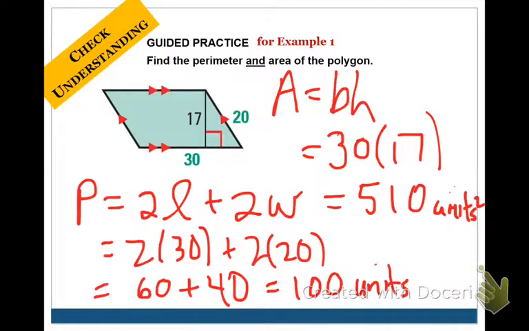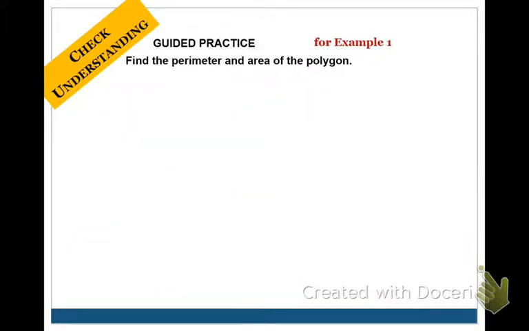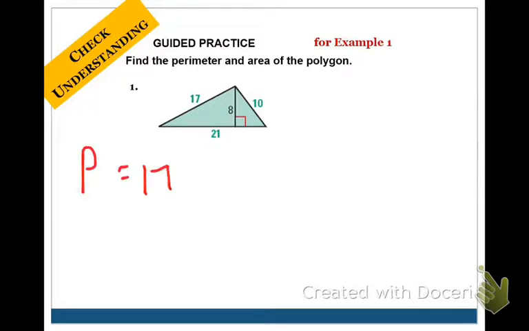All right, any questions there? Okay, so now we've got a triangle. Triangle perimeter is just the sum of the sides, right? The perimeter is going to equal 17 plus 10 plus 21. So that equals 27, 47, 48. Perimeter is 48 units.